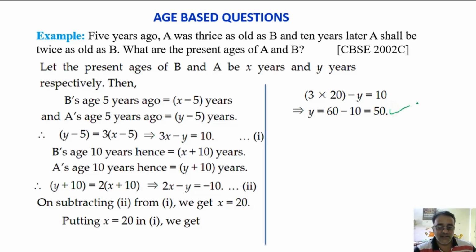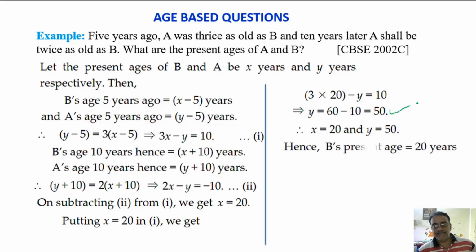So we got x also, y also. So hence, now conclusion. Hence, the present age of A is 50 years and the present age of B is, how much we got x? 20 years. Any doubt? No, sir. Okay. So we'll move towards one more question.